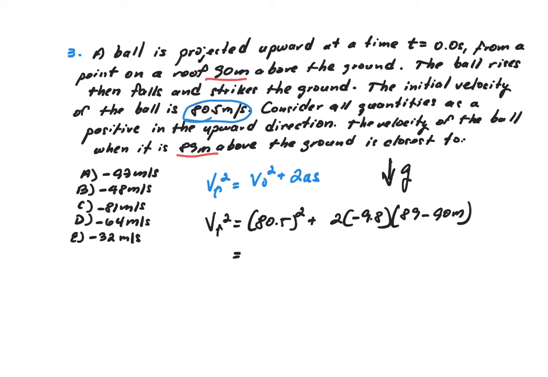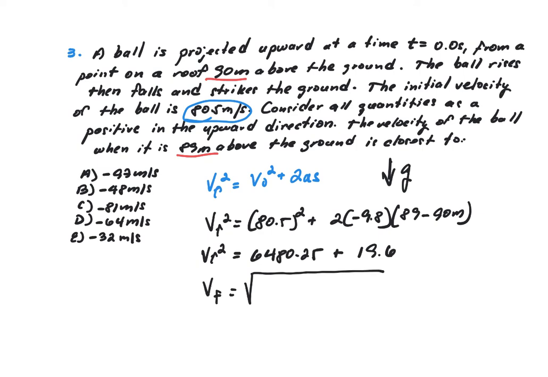So when you do this calculation, 80.5 squared, you get 6480.25, plus 196. To cancel the square root on the final velocity, all you've got to do is square.